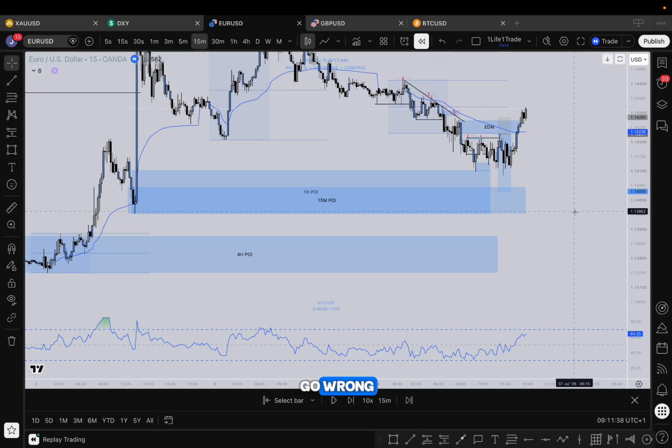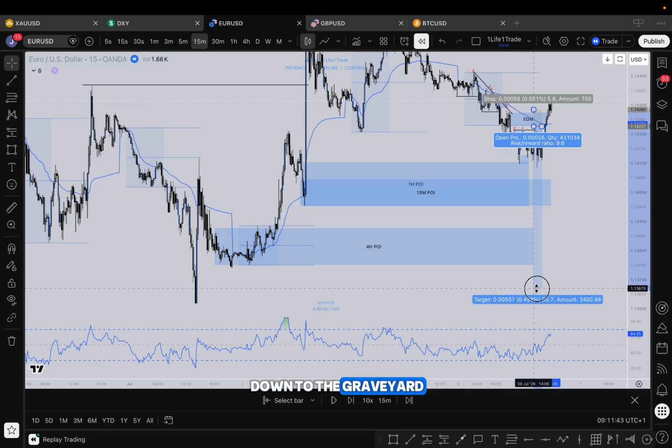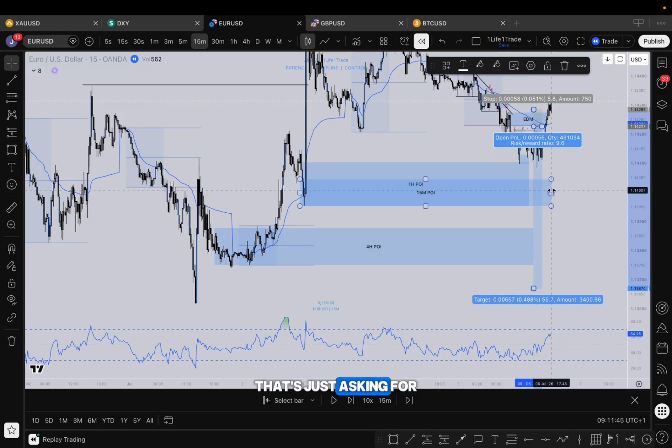This is where people go wrong. They have a counter trend trade and they just think, you know what, I'm just going to aim down to the graveyard. It's like, no, that's just stupid. That's just asking for it to come back up, go straight through your stop loss.